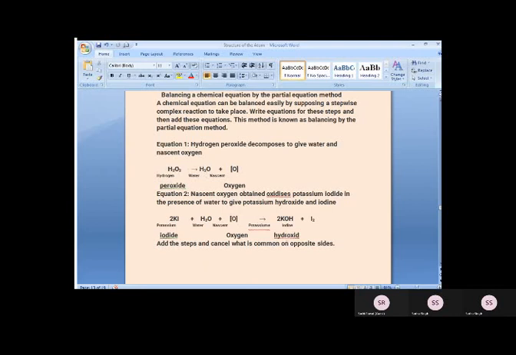Now this nascent oxygen obtained reacts with potassium iodide, KI, in the presence of water. Nascent oxygen oxidizes potassium iodide in the presence of water, and it gives potassium hydroxide and iodine. So this is the first partial equation, and this is the second partial equation.